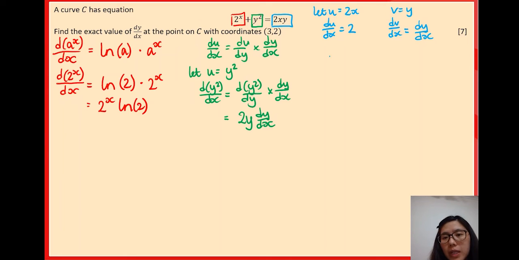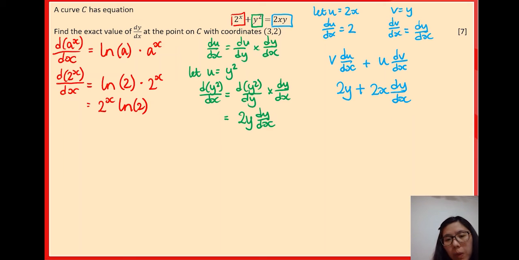The product rule states v du over dx plus u dv over dx. In our case, v is y and du by dx is 2, so 2 times y gives 2y, plus u, which is 2x, times dv by dx, which is dy by dx. So 2x dy by dx is what we have here. And now I'm just putting them all together.